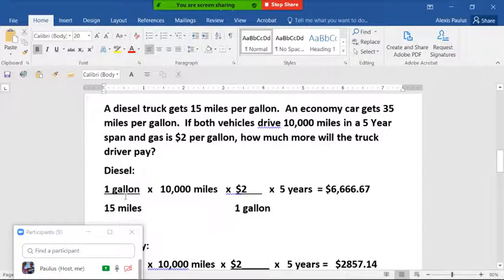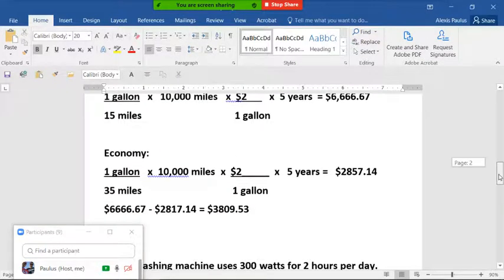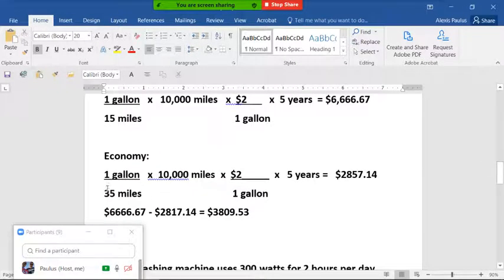So it's 1 gallon over 15 miles, or 15 miles per gallon. Then you multiply that by the 10,000 miles, multiply by $2 per gallon, and multiply that by 5 years, and you would get $6,666.67 for the truck. Same setup for the economy vehicle: 1 gallon over 35, 10,000 miles, $2 a gallon, 5 years, that's $2,857.14. And then at that point, it is simply a subtraction problem, and you get $3,809.53.